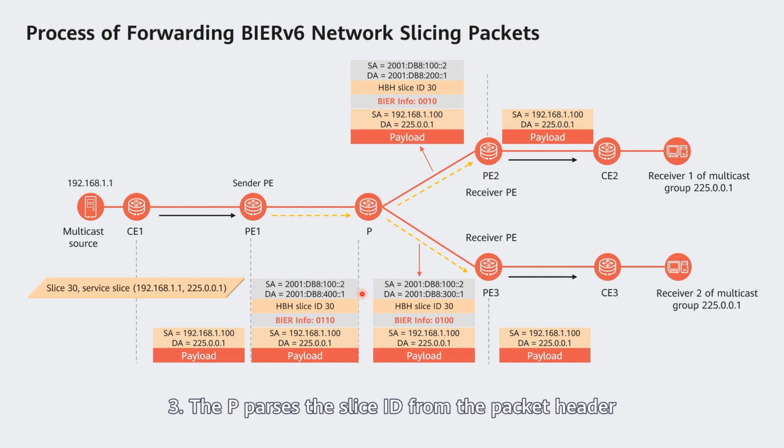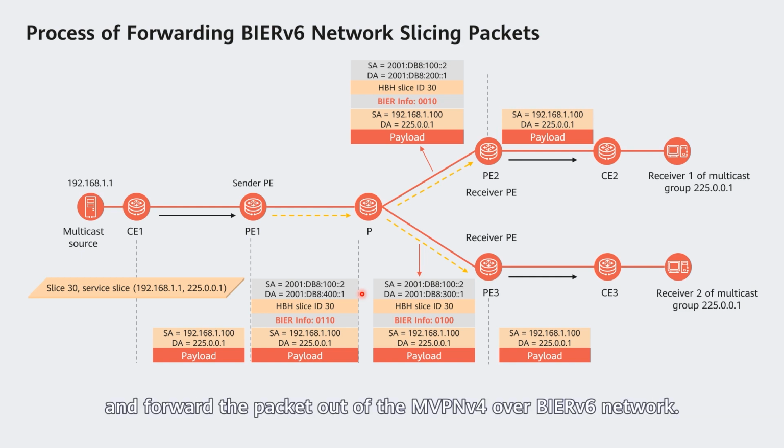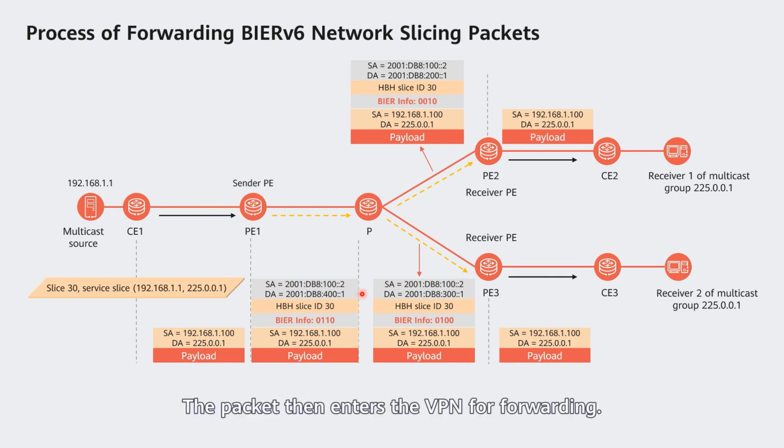3. The P parses the slice ID from the packet header and forwards the packet through the network slice interface corresponding to the slice ID. 4. After receiving the multicast packet, PE2 and PE3 each remove the BIERv6 packet header and HBH and forward the packet out of the MVPNv4 over BIERv6 network. The packet then enters the VPN for forwarding.